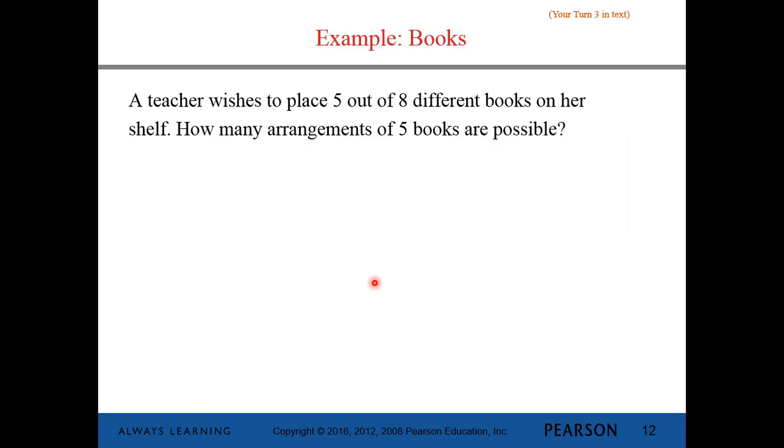Okay. So here, a teacher wishes to place 5 out of the 8 different books on her shelf. How many arrangements of the 5 books are possible? Well, in this case, again, if we think about it, it's going to be 8 times 7 times 6 times 5 times 4, using the fundamental counting principle. Okay? So we set up our dashes.